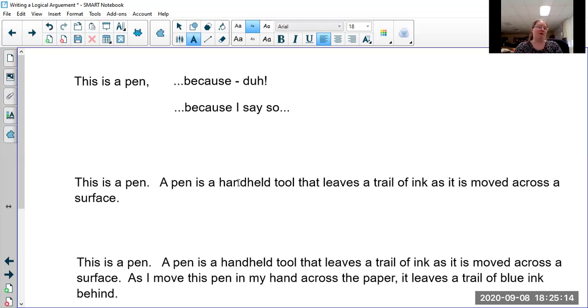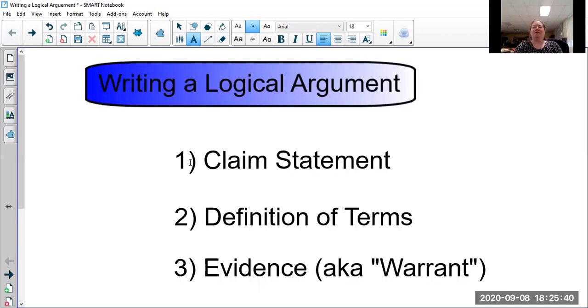So this format for a logical argument isn't specific to science. This is any logical argument. Especially in a legal venue or in humanities, if you're arguing about religions and politics and that sort of thing, in English class, if you're trying to argue that an author has a particular theme for a certain work or is writing in a particular style, any logical argument has these pieces to it. So a claim statement, a definition of terms, and some evidence.